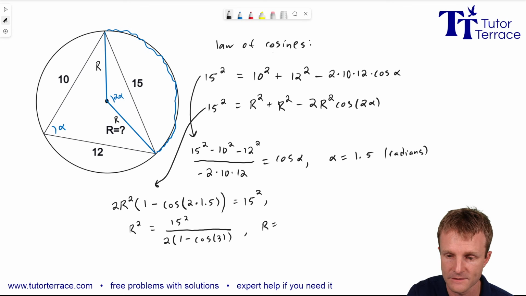or r is 15 over the square root of 2 times 1 minus cosine 3. And that's 3 radians, and when you plug that into your calculator, you'll find it's approximately 7.5.